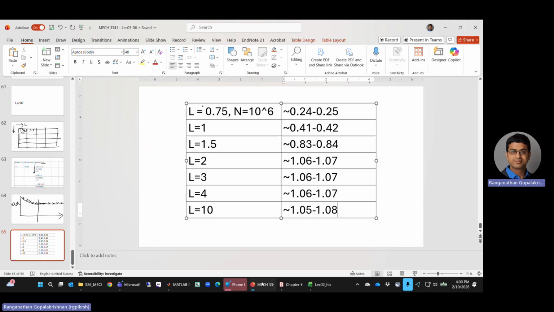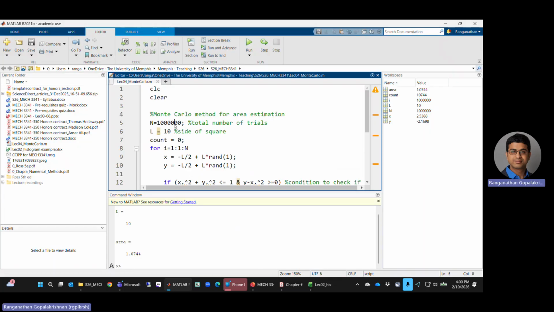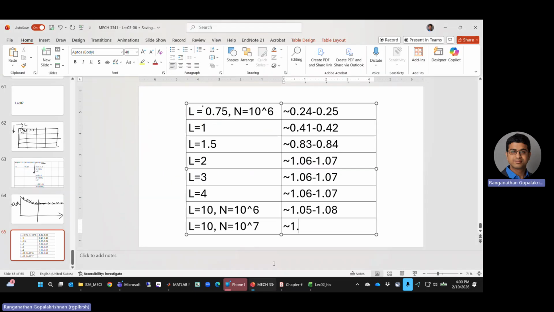Do more trials. If you have to cover a larger range, you do more trials. Maybe instead of n equals 10 power 6, we'll try 10 power 7, like doing 10 million trials. L equals 10, n equals 10 million. So if I go back to my code, change, add one more 0, I'm back to getting between 1.06 and 1.07.